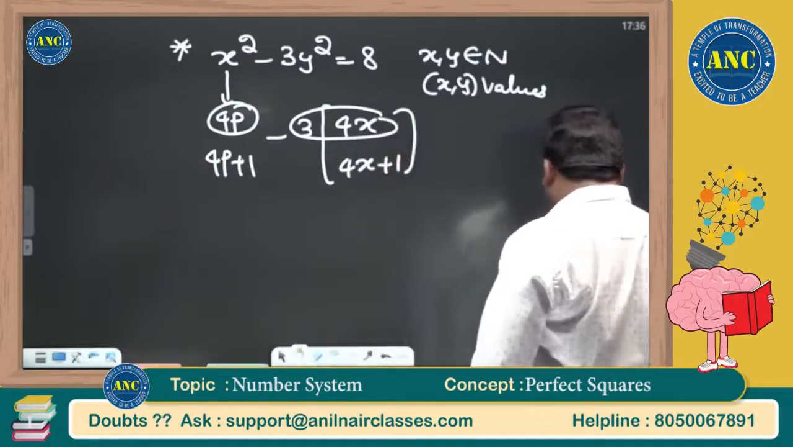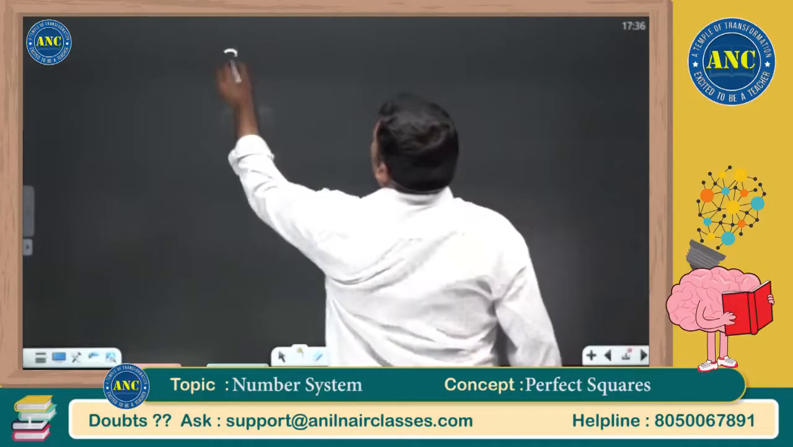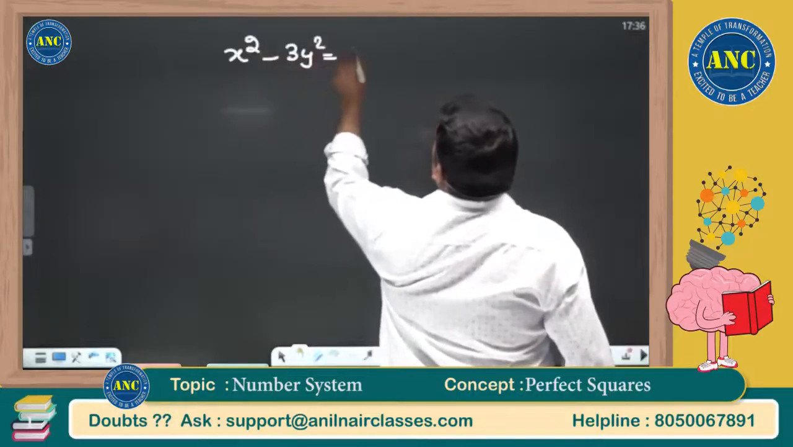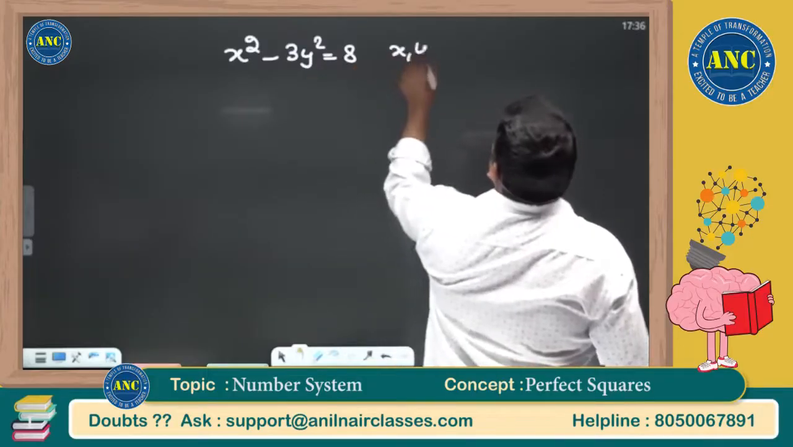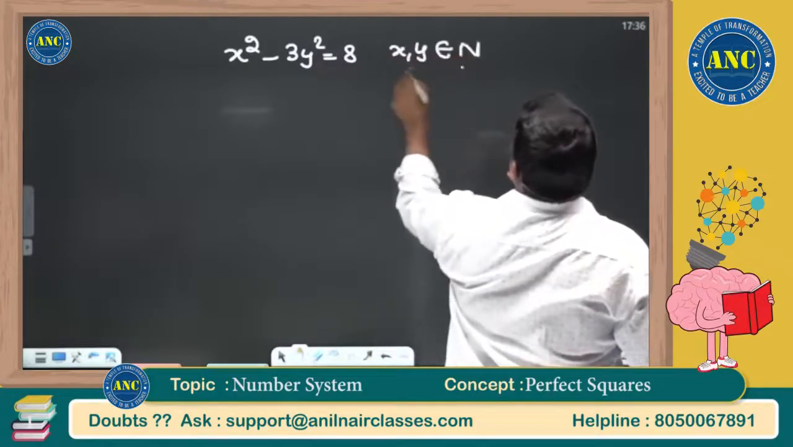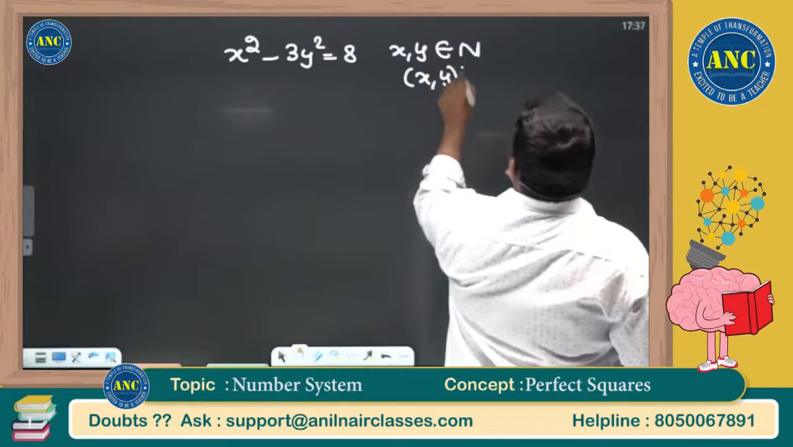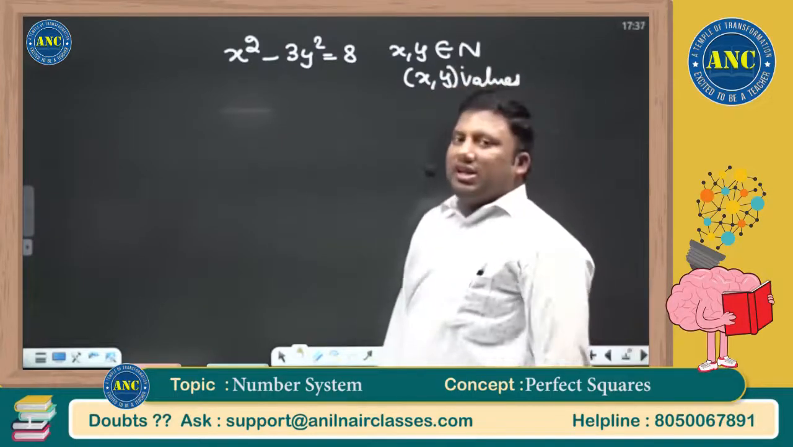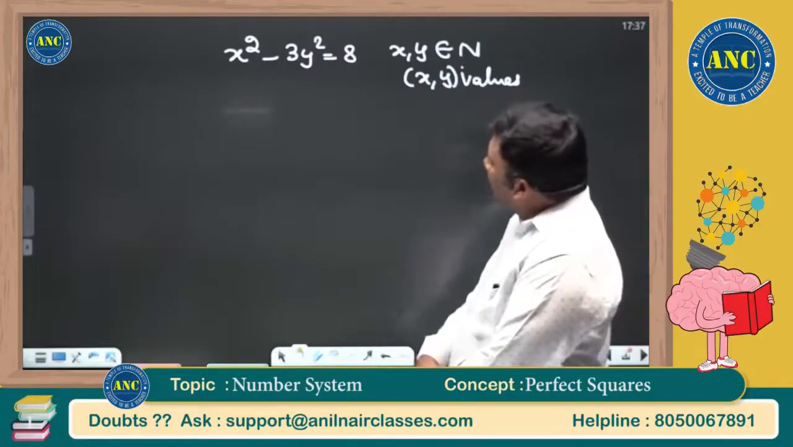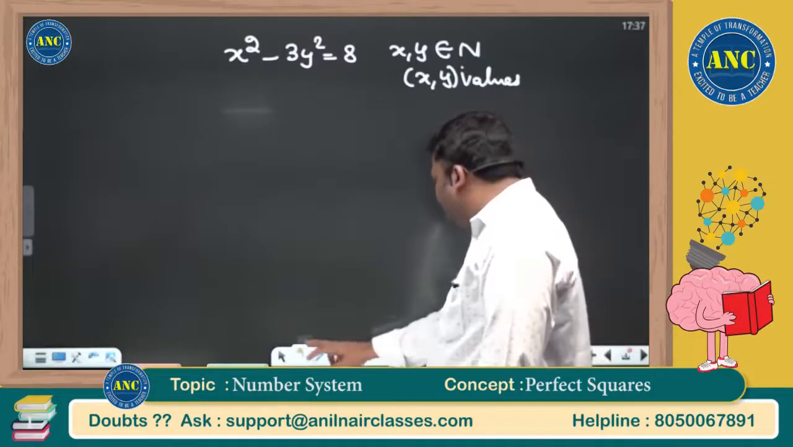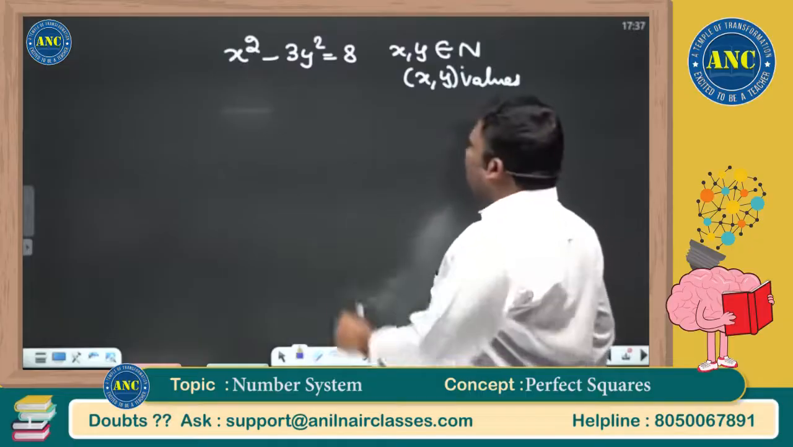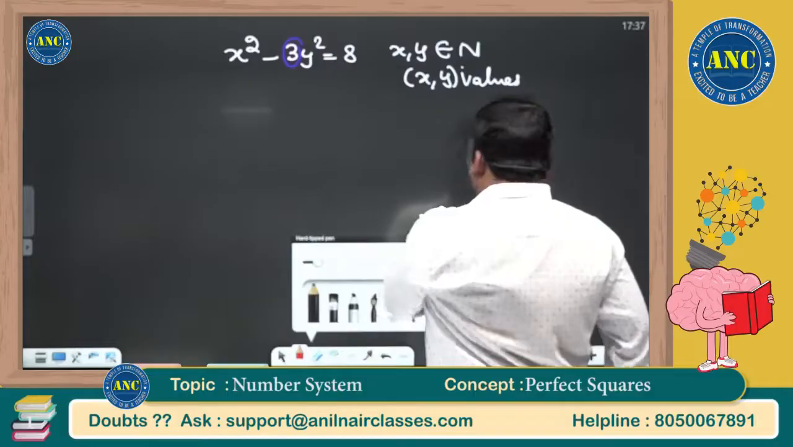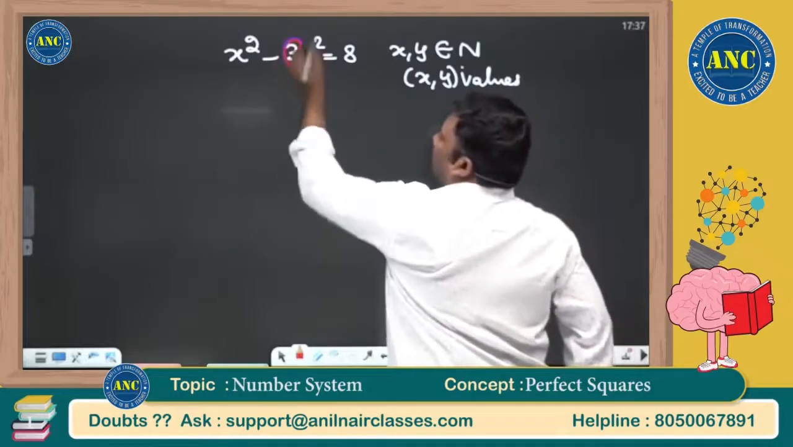Now how to solve this question? See here, x square minus 3y square equivalent to 8. x, y are natural numbers. How many values will x, y take satisfying this equation? Now see here, x square minus 3y square. The root cause of this problem is, what is the coefficient of y square? Coefficient of y square is nothing but 3.